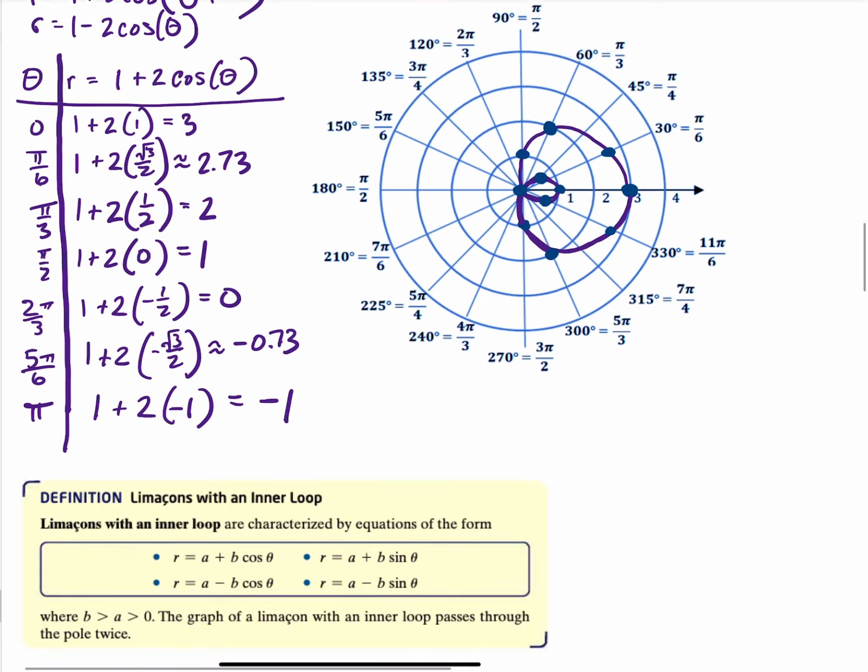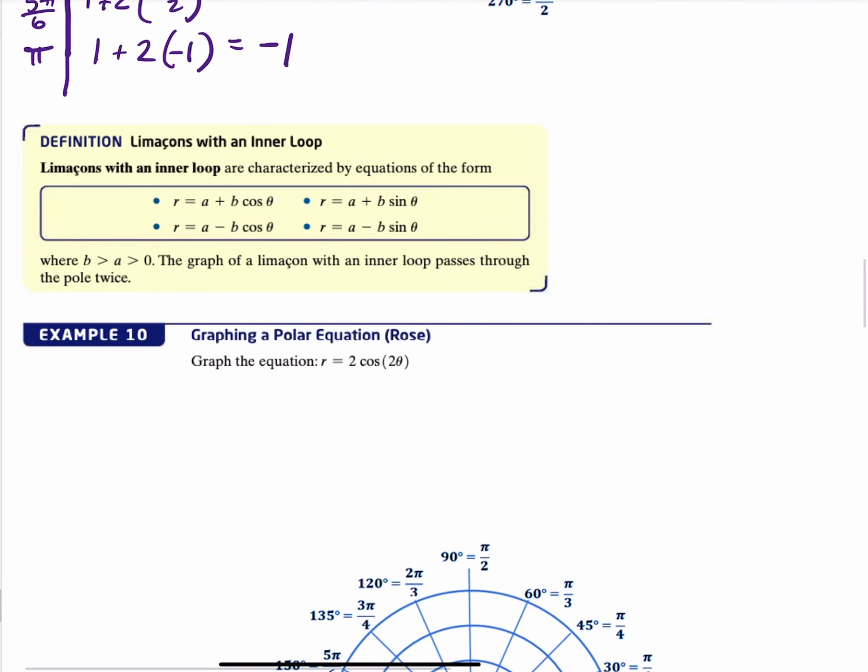So in general, our limaçon with an inner loop. Notice the condition here. It's saying when b is greater than a. So when the number that's in front of your trig function is greater than the other number. When a was greater than b, we didn't get the inner loop, we just got that like dimple shape.